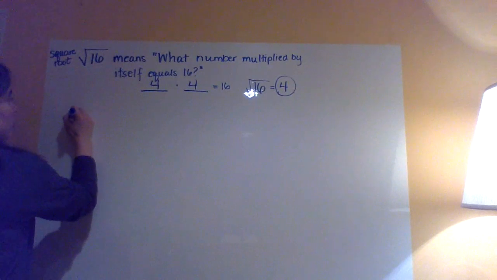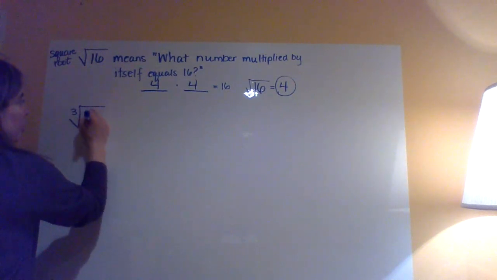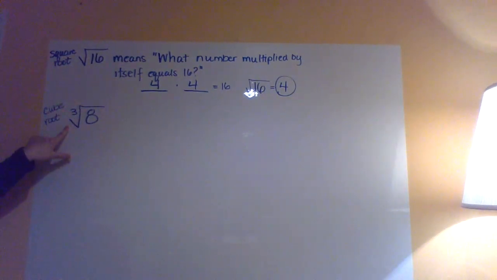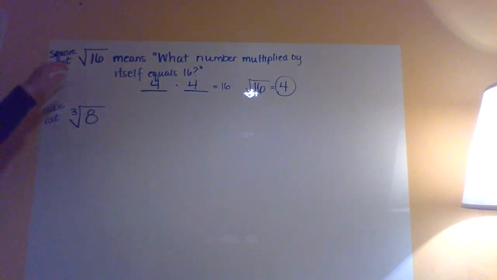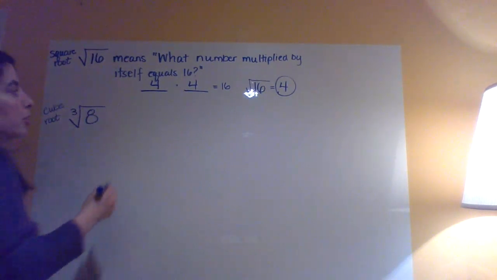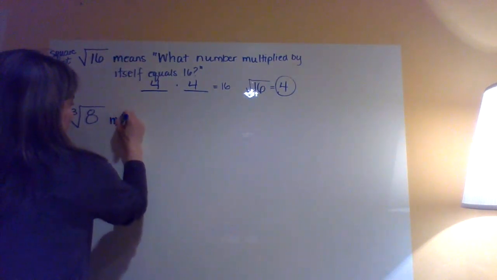Okay, next one. It looks very similar to a square root, but has this little 3 in the crook of the root sign. This is called a cube root. When we're talking about exponents, if something is to the second power, it's squared. If it's to the third power, it's cubed. This is kind of going the other way. It's a cube root. So again, I think of this as a question.